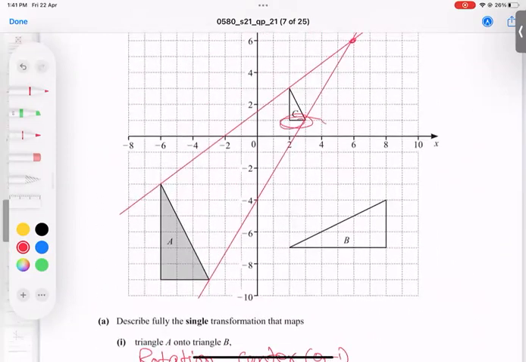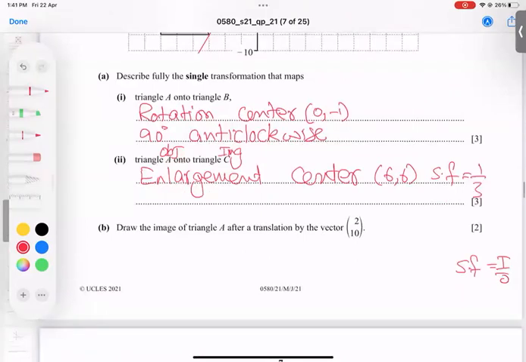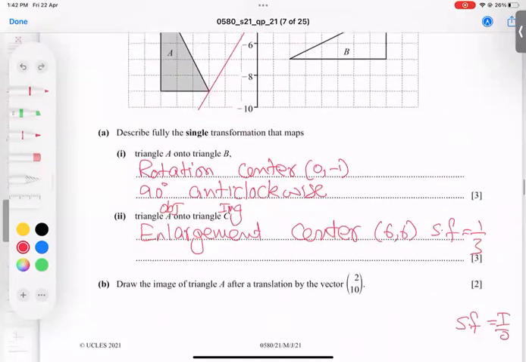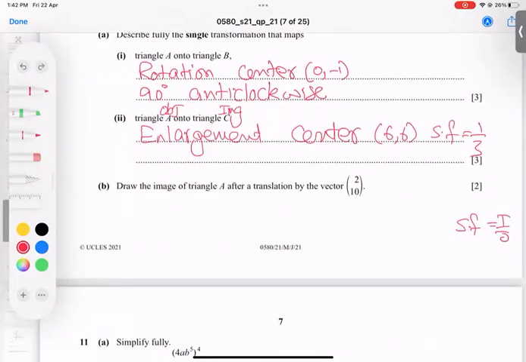Count this box 1, count this box 3, so 1 by 3. Or count this box 2, count this box 6, so 2 by 6, again 1 by 3. So Alhamdulillah Rabbil Alameen, I believe the point is very clear.